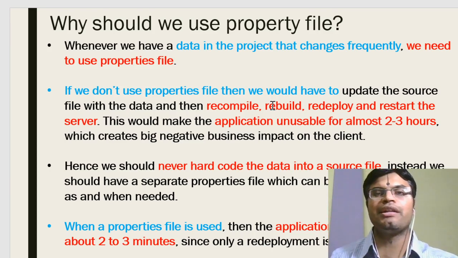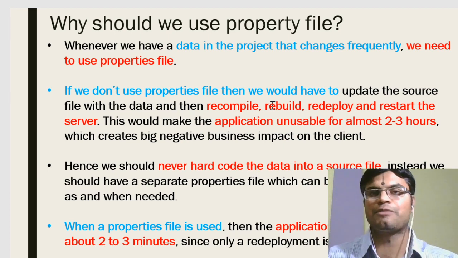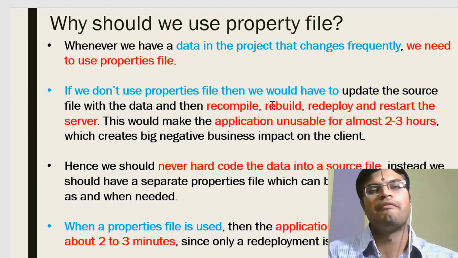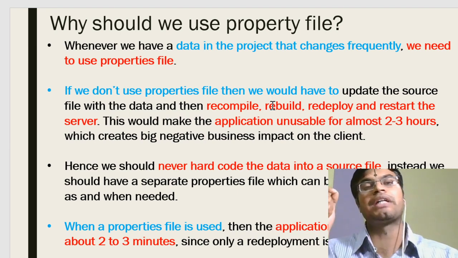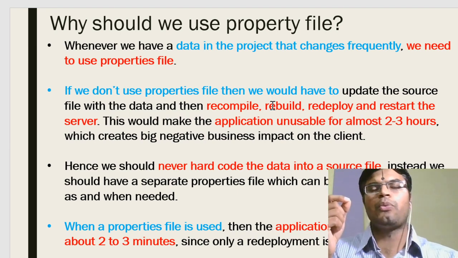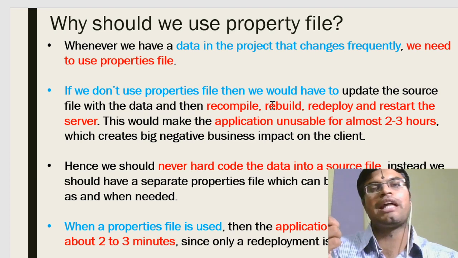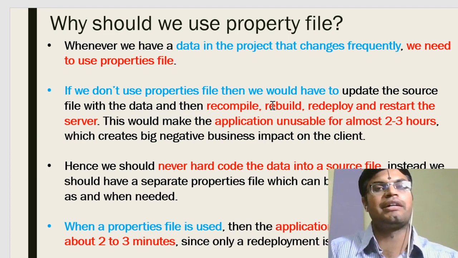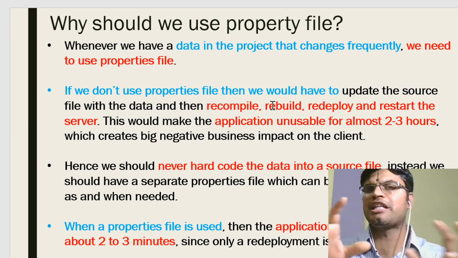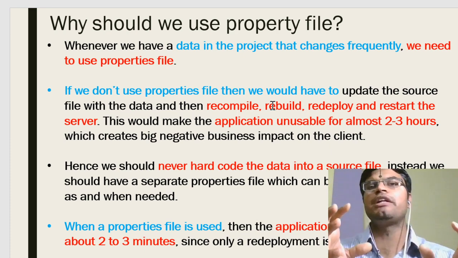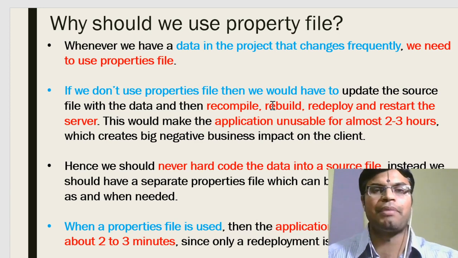So you can see the first point, the data in the project that changes frequently, especially when you talk about passwords. When you talk about bank websites, normally what happens is they tell you to change the password every 3 months. So when that happens, normally you should never ever code it in the Java file directly. It should be a separate property file. So the data which keeps on frequently changing, normally for that reason we should use a separate file.